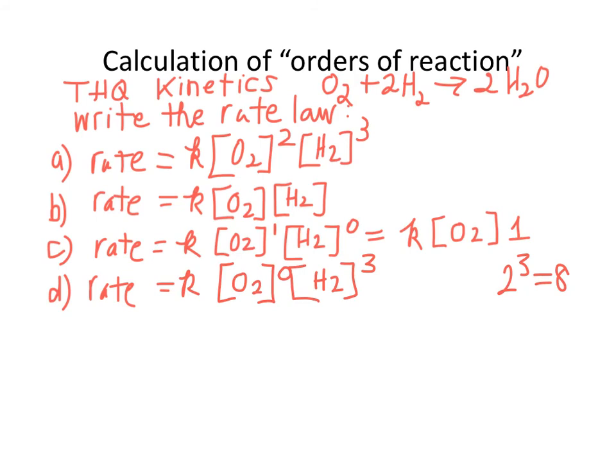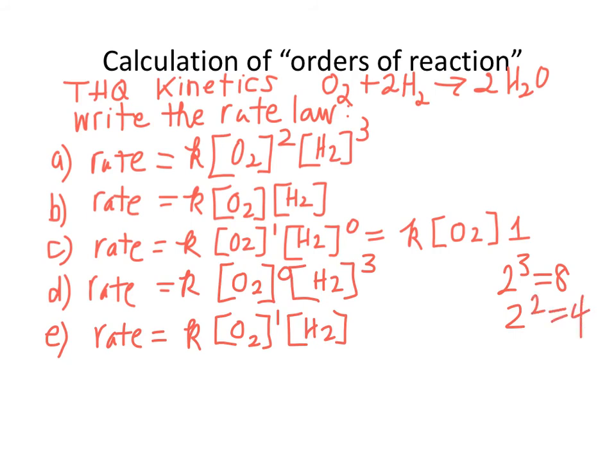Okay, and finally, the last one off of this THQ, rate equals k. When only O2 is doubled, the rate doubles. So if we double one and the other's doubled, that must be first order. And when only H2 is doubled, the rate increases by a factor of 4. So if H2 is doubled and the rate goes up by a factor of 4, 2 to the 2 is equal to 4. So hydrogen must be second order.